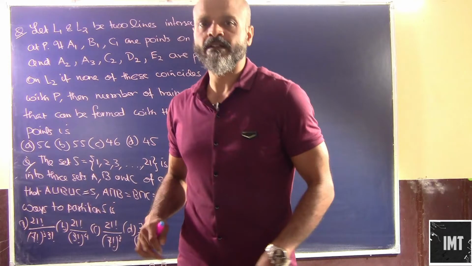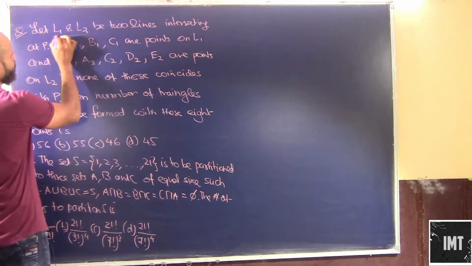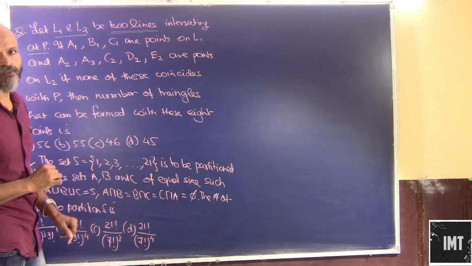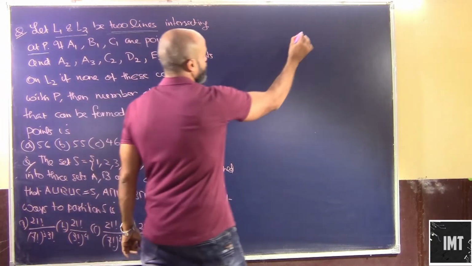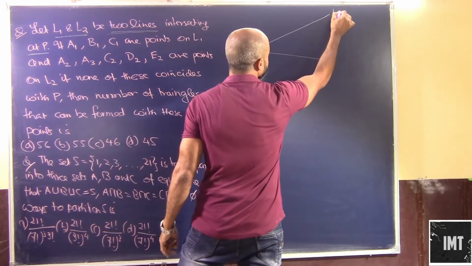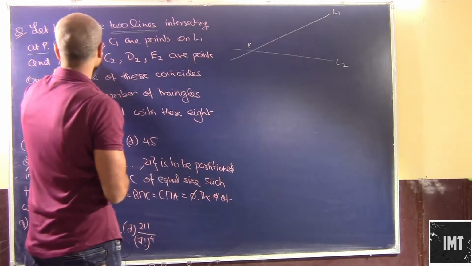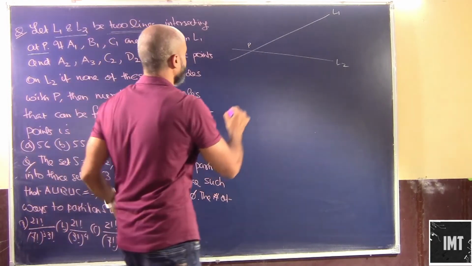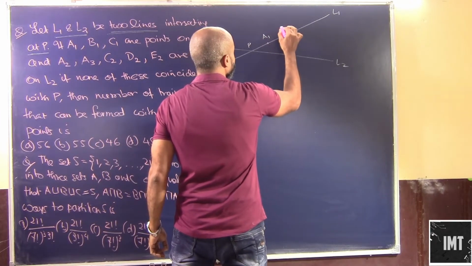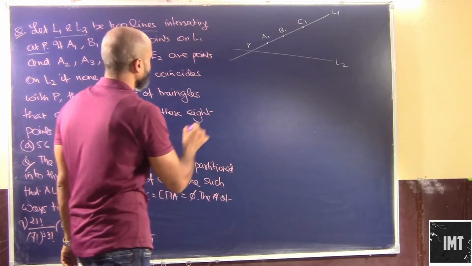Alright, so we have here a problem which states: let L1 and L2 be two lines intersecting at P. Let's say we make this as L1 and this as L2. A1, B1 and C1 are points on L1.